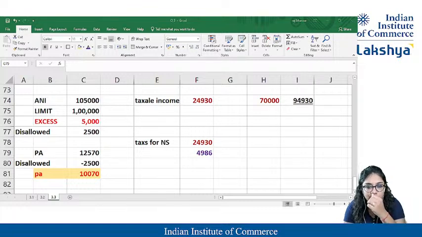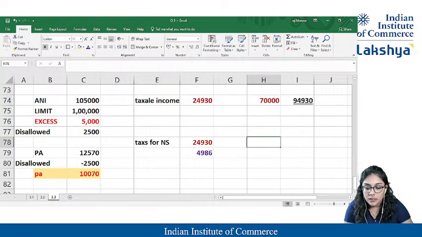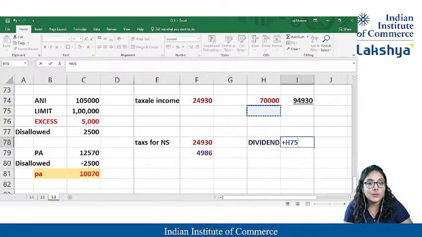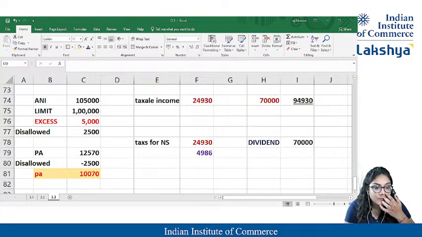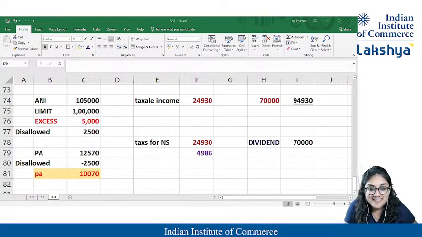Ma'am, 20% to be paid. Ma'am, what about dividend? Over here, dividend. If I'm talking about dividend, my dividend's valuation is 70,000. Yeah, cool. But out of that, you remember, the first 2000 is 0%. Yes. Then whatever is the difference, that band, 10,770, you will be getting like 8.75.